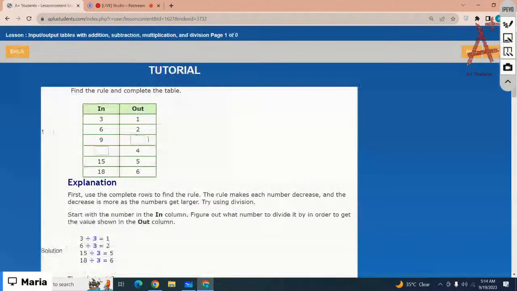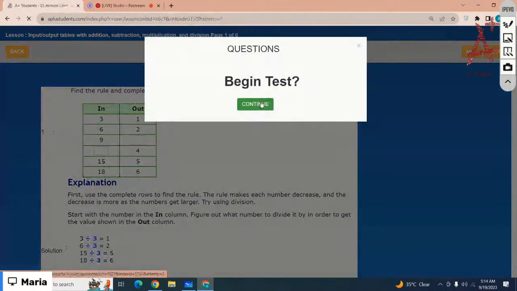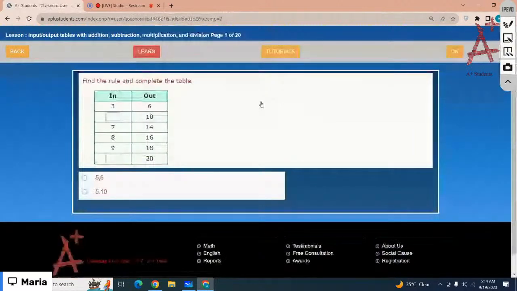Let's just start with the test questions, right? We have already done some of the examples. Okay, find the rule and complete the table. So just look at the complete lines in the input output table to find the relationship between the given values, right?